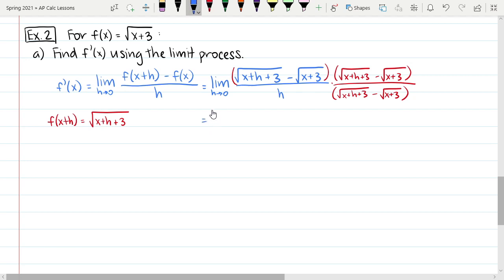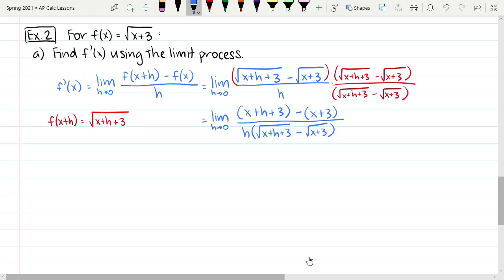When I multiply by the conjugate, then that means the numerator now becomes x plus h plus 3. Notice I'm using the parentheses. I definitely recommend that you use parentheses here just so you don't make a sign error on this next part. Minus square root of x plus 3 squared becomes x plus 3, but remember you're subtracting that whole quantity, all over h times, and here's a common mistake, don't forget that the denominator also got multiplied. So don't leave off this factor in the denominator.